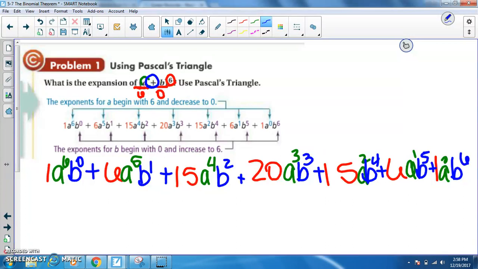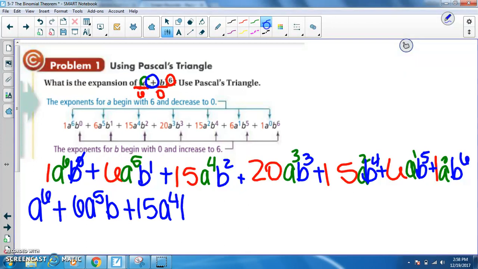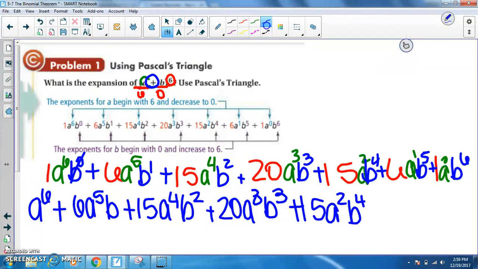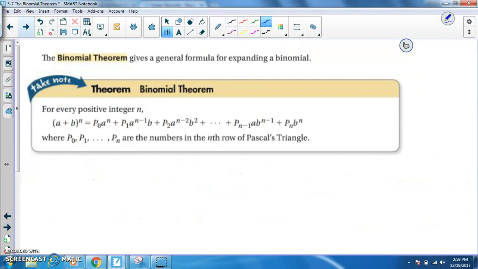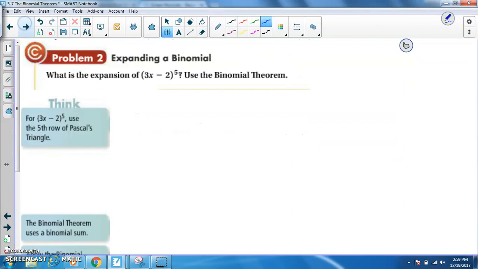And we can simplify. We don't need to write the 1 and the b to the 0 power, so we would just write a to the 6th plus 6a to the 5th, b to the 1st, plus 15a to the 4th, b squared, plus 20a to the 3rd, b to the 3rd, plus 15a squared, b to the 4th, plus 6a to the 1st, b to the 5th, plus 1a to the 0, which we don't write, b to the 6th, would be fully expanded. So that's what the binomial theorem is saying.